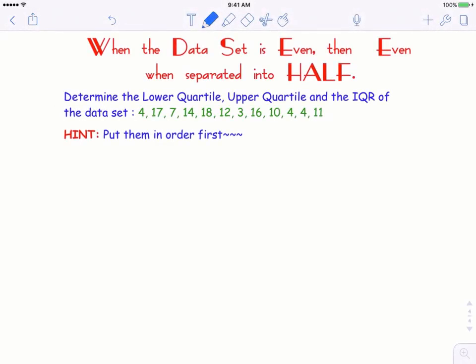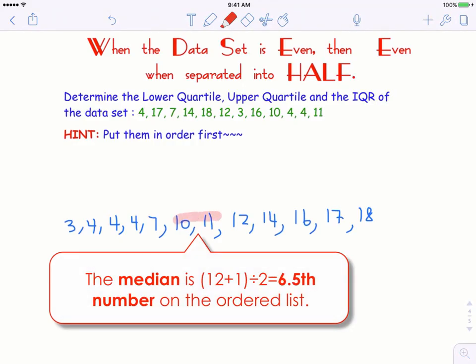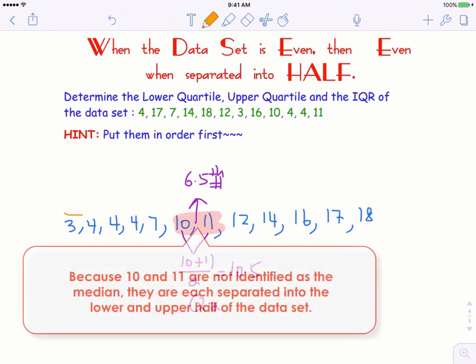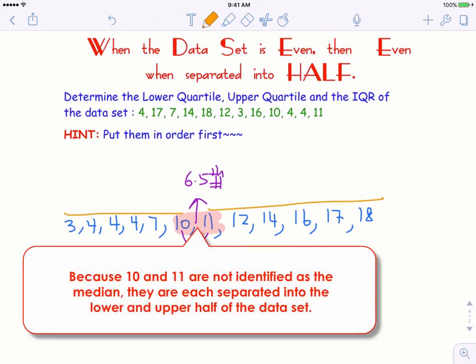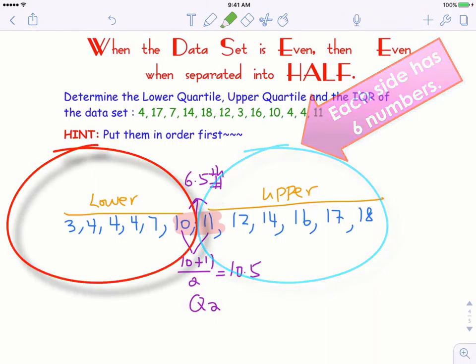For the last example, let's first put the data values in order again. Since this is a 12-number dataset, the median is in between the 6th and the 7th number, or the 6.5 position. So the median will be the average of 10 and 11, which is 10.5. Again, because 10 and 11 are not defined as the median, they can each be separated into the lower and upper half of the dataset, making each side with 6 numbers.